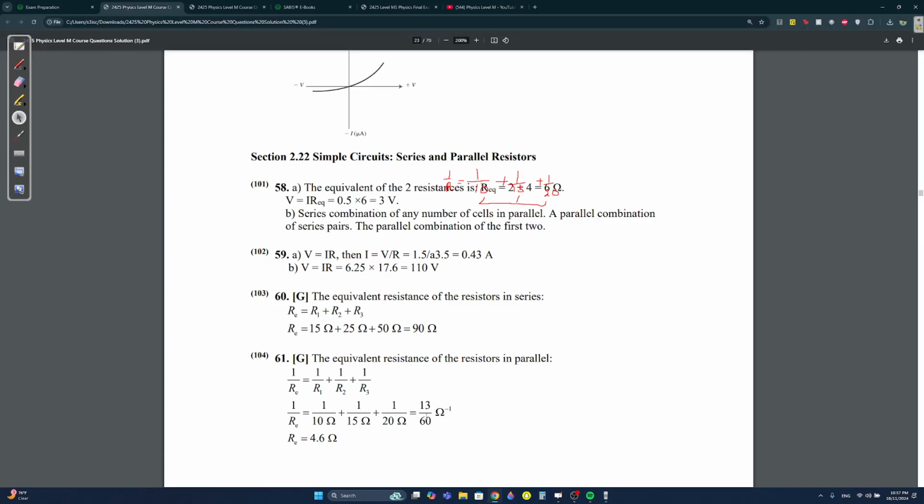What's this? 60 over 13, yeah, they get this right, and then you get 4.6 because they flip it. This -1 basically means flip.